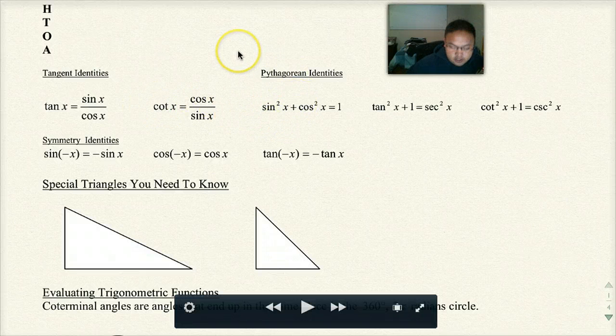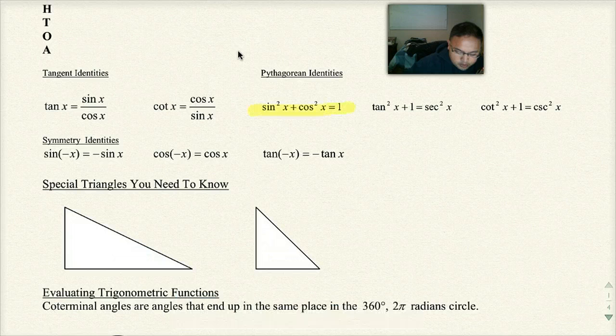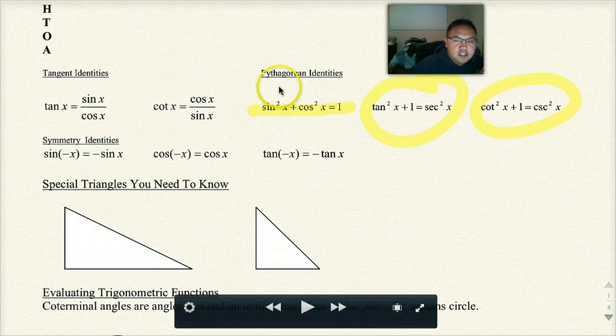There are a few identities you need to know. The most important identity you need to know is this one over here, sine squared plus cosine squared equals 1. The reason why is because you could figure out these other 2 identities, I'll talk about it in class, just based on this one. So the only thing that you really need to remember is this one, sine squared plus cosine squared equals 1.